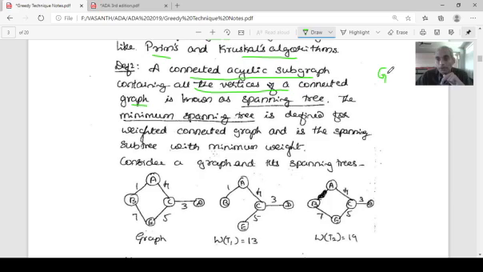So you are given a graph G. Now what does a graph consist of? A set of all vertices and a set of all edges, capital V and capital E, where capital V is the set of all vertices and E is the set of all edges. Now you are given a graph.